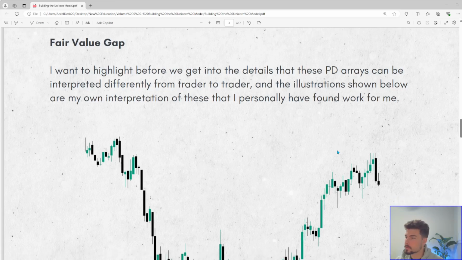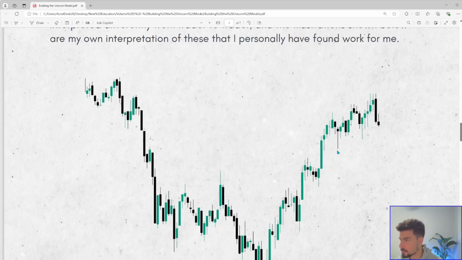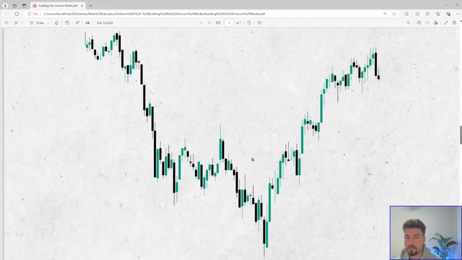Just like people defining the Asian range. Some people define the Asian range as 8 till 12. I do it from 7 till 12. Some people do it 6 till 12. Whatever works for you, whatever you've seen repeat, that's what you should use moving forward. Now in this diagram here, there's a lot going on.